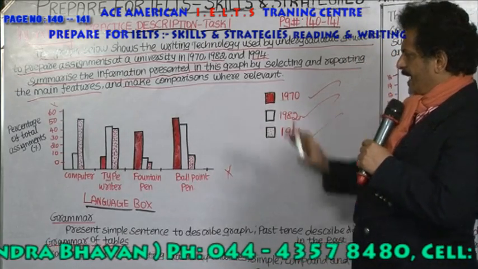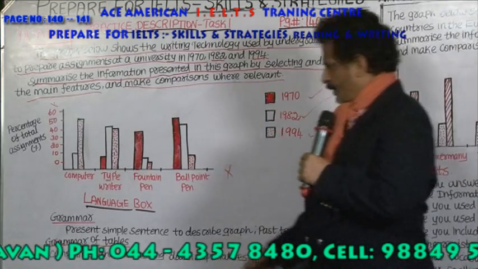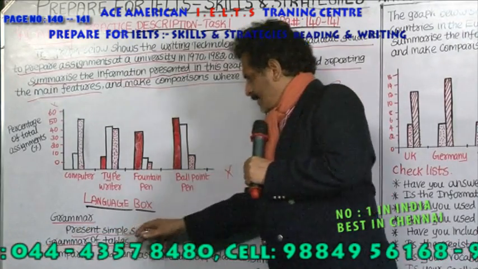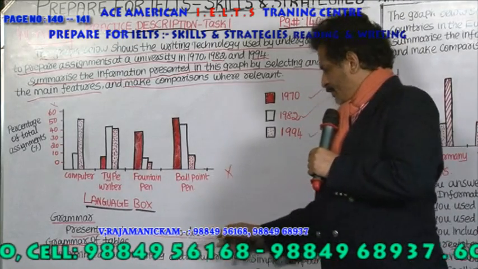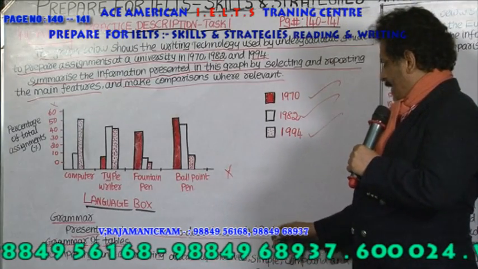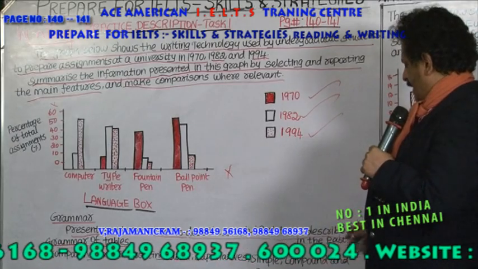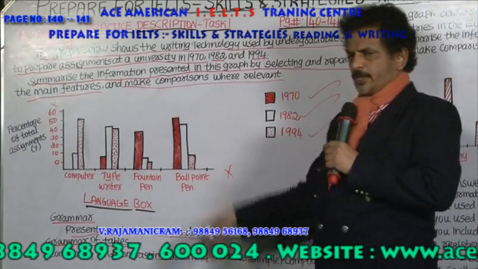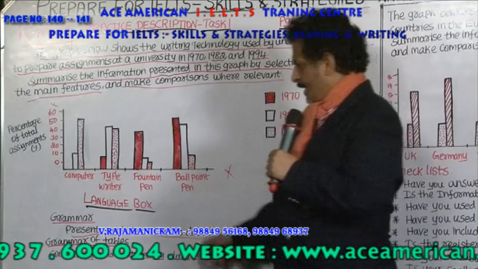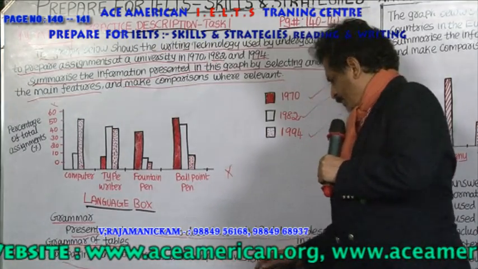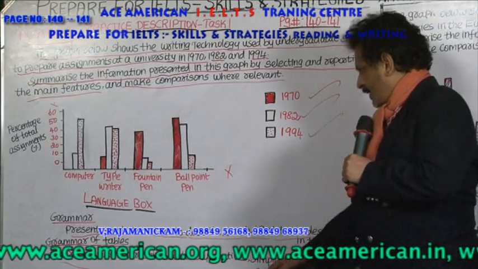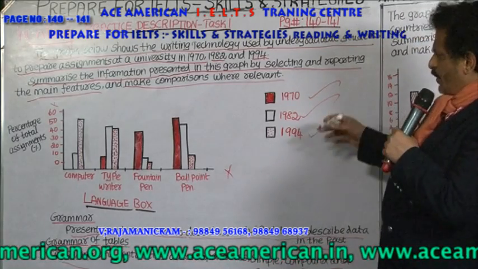So what do you understand by this graph? Present simple tense is used to explain or describe. To describe, you have to use present simple tense. And past tense describes data in the past. To mention the past, you use past tense. So grammar of tables, comparing and contrasting the data, superlatives, and simple, compound and complex sentences should be used.